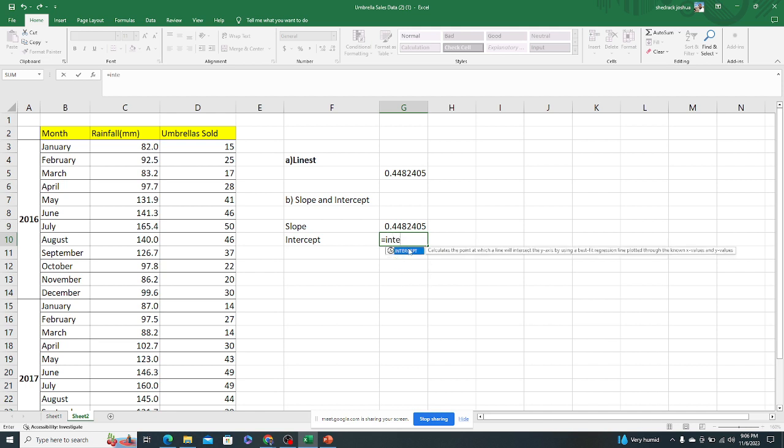We also have the intercept function. For the intercept function, you calculate the point at which a line will intersect the y-axis by using a best-fit regression line plotted through the known x values and y values. So intercept will give us the point where the best regression line will cut the y-axis.